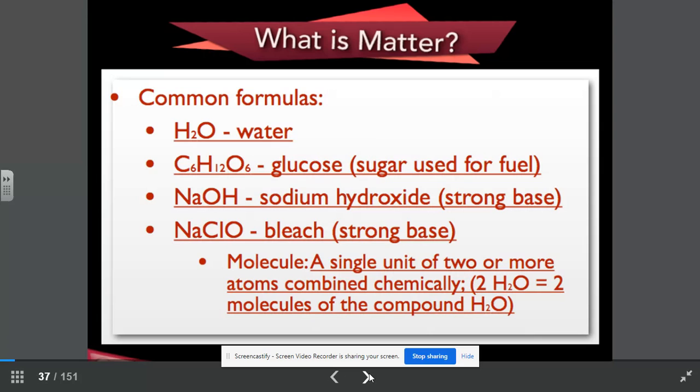A molecule is a single unit of 2 or more atoms combined chemically. So, for example, 2H2O equals 2 molecules of the compound H2O, which we know to be water.